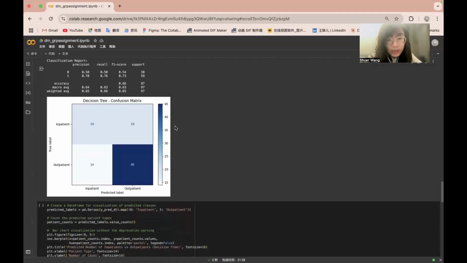The confusion matrix confirmed this, showing that 45 outpatients were correctly classified, but 19 inpatients were not. Despite this, decision tree demonstrated strong overall performance and the best balance between training and test accuracy among the model tests.